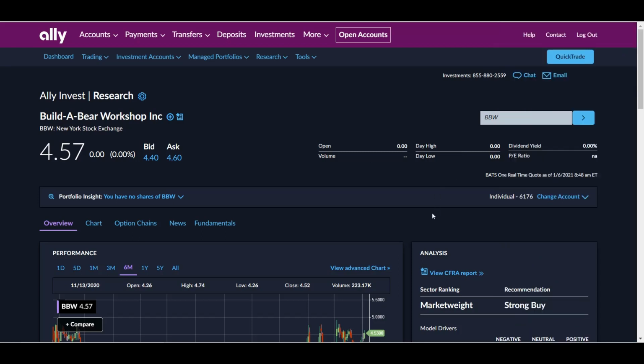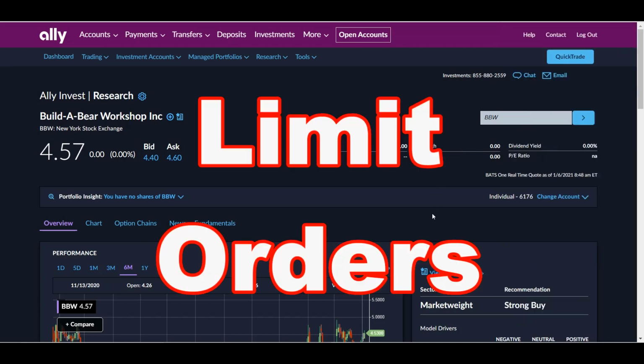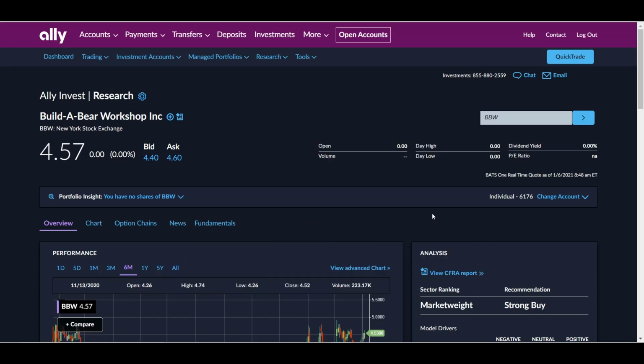Now, moving on to the second one, which is limit orders. So, we use limit orders to protect ourselves from sudden spikes in stock prices. You also use limit orders to protect from sudden dips in stock prices. The opposite of a limit order is a market order. A limit order is visible to the market and instructs the broker, which will be Ally, to fill our buy or sell order at a specific price or better.